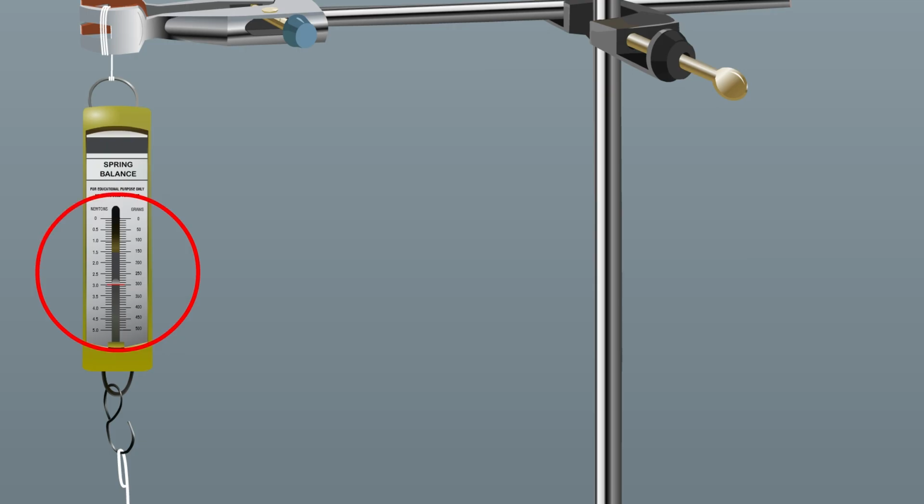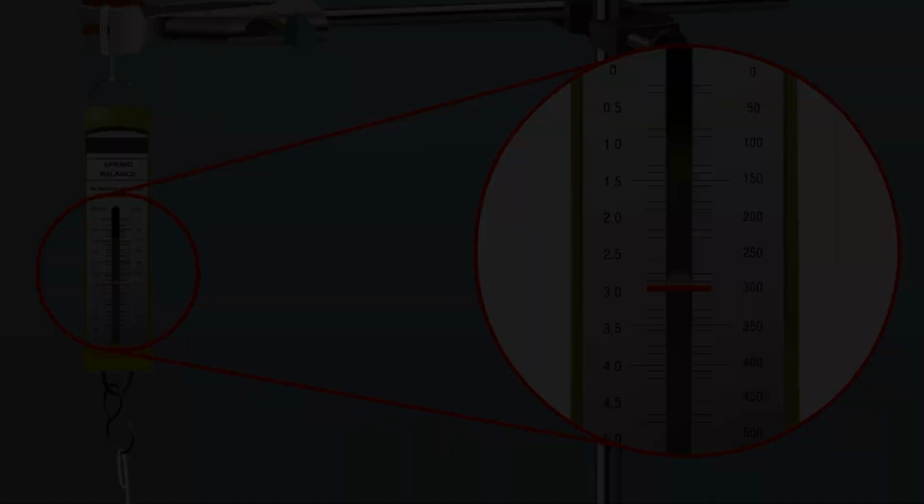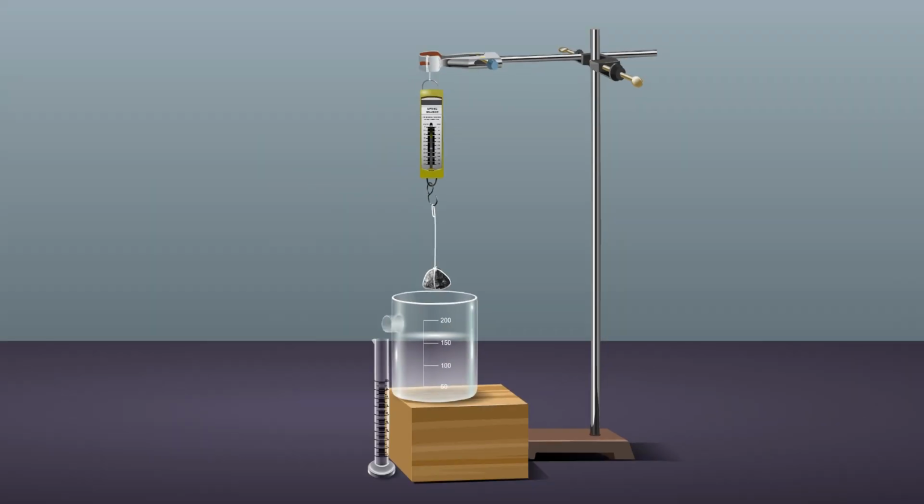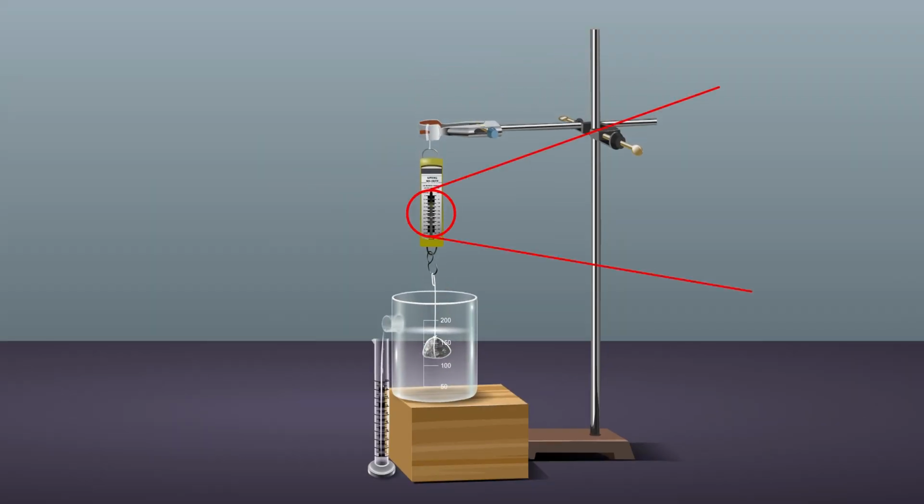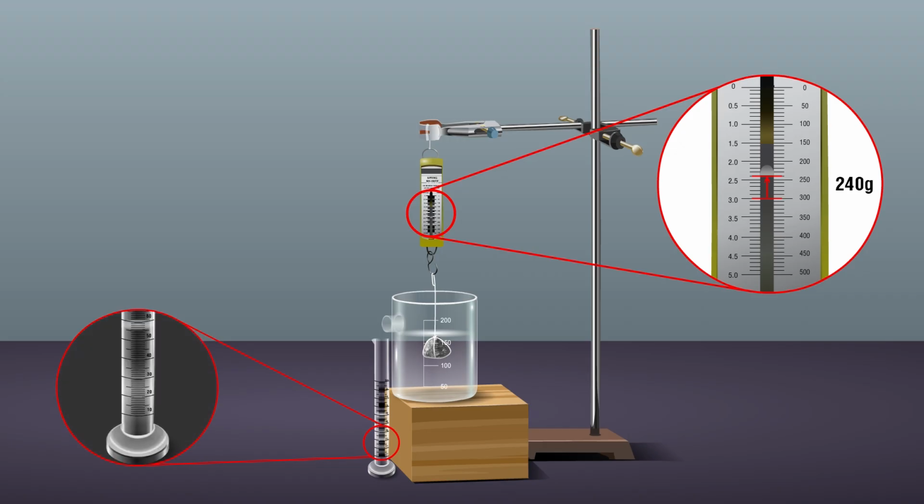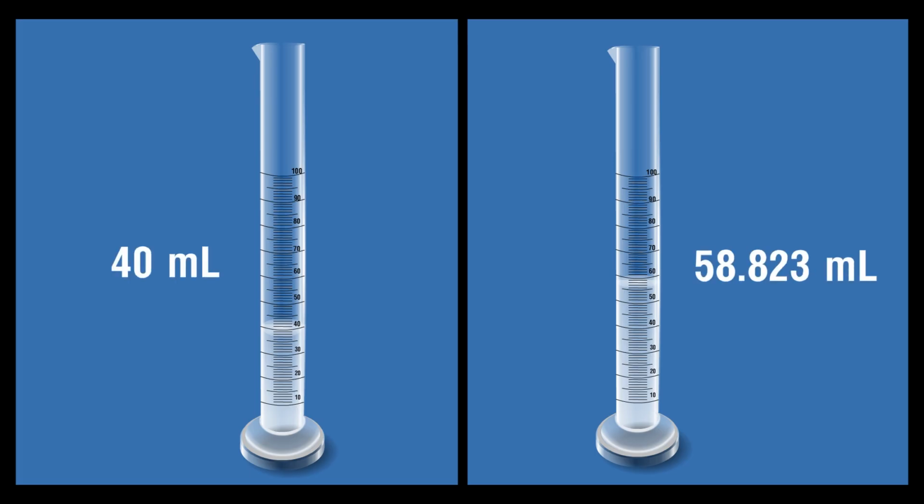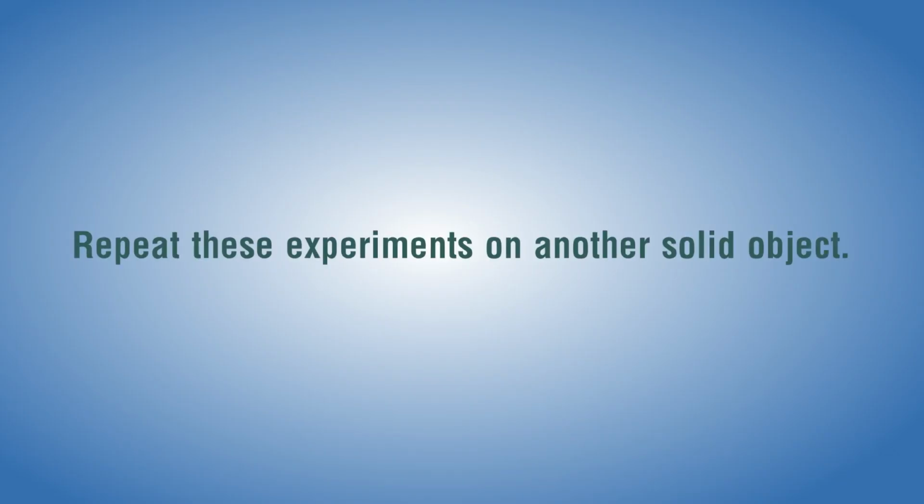Measure the weight of the object in the air. Slide the spring balance until the object is immersed in salt water. Measure the weight of the object in salt water. Measure the volume of displaced salt water in the measuring cylinder. Compare the weight of displaced tap water and the weight of displaced salt water for the same object in both experiments. Repeat these experiments on another solid object.